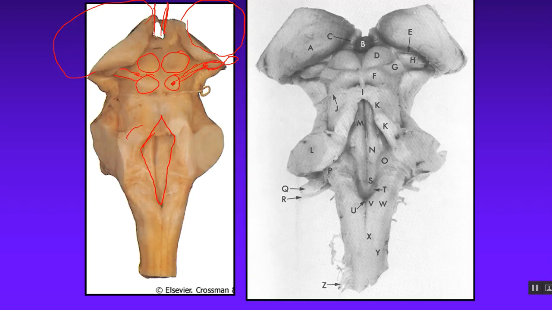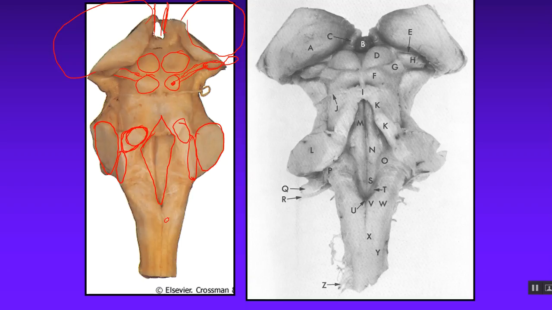Here's our superior cerebellar peduncle. This is our middle cerebellar peduncle, and this is our inferior cerebellar peduncle. Okay. This side isn't cut quite as well, but superior, inferior, because it extends a little bit lower, and then our middle cerebellar peduncle is on this side.